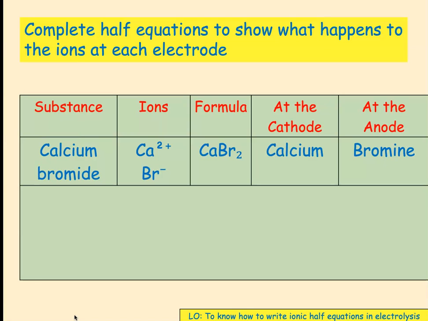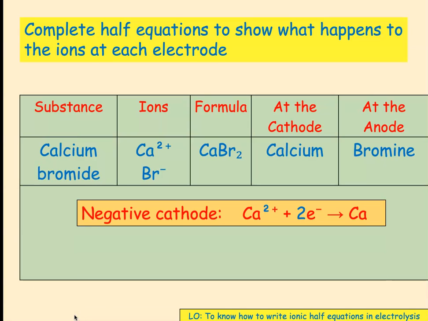At the cathode, we're making calcium. So what we need to do is add 2 electrons to the Ca2+ to make it into a calcium atom. And we're forming calcium.